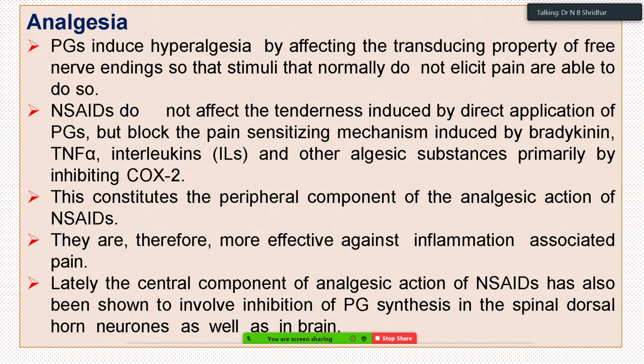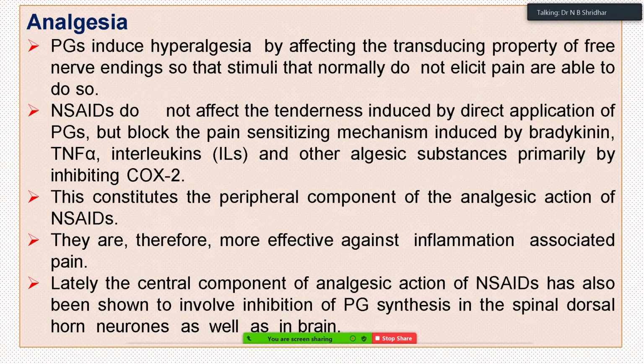The PGs are also involved in sensitization of the peripheral nerves for pain, and NSAIDs do not affect the tenderness induced by direct application of the PGs, but block the pain sensitizing mechanism induced by bradykinin, tumor necrosis factor alpha, interleukins and other algesic substances, and this action is mainly attributable to the inhibition of the COX-2 enzyme. This constitutes the peripheral component of the analgesic action of the non-steroidal anti-inflammatory agents. So, they are therefore more effective against inflammation associated with a lot of pain, and now we can manage the pain better than earlier.